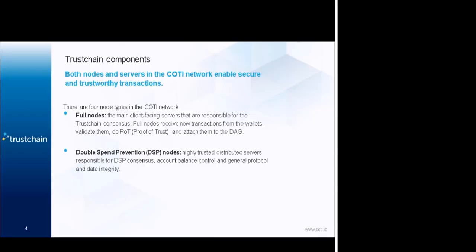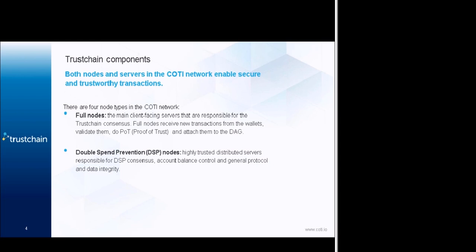Okay, so to better understand the Coty ecosystem and architecture, I will briefly overview some of the Trustchain components and their roles in the system. In Coty, there are basically four types of nodes. The first type is the full node, which is the gateway for any client interaction in the system. The full node is responsible for attaching transactions to the DAG, validating them, propagating them to the network, executing the proof of trust, and also collecting network fees.